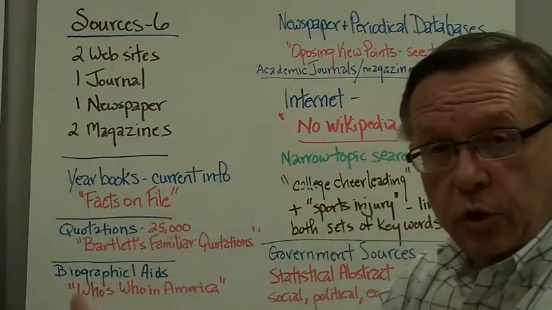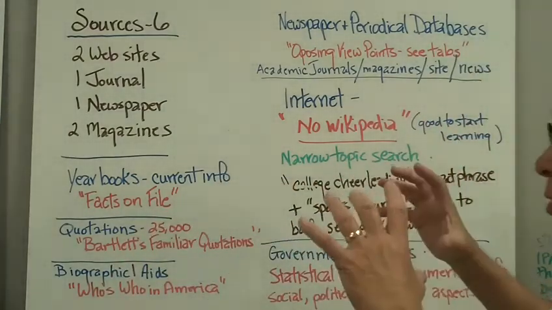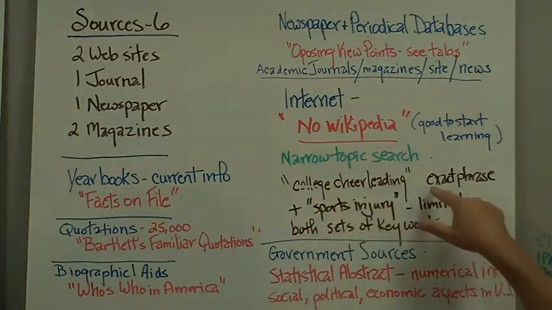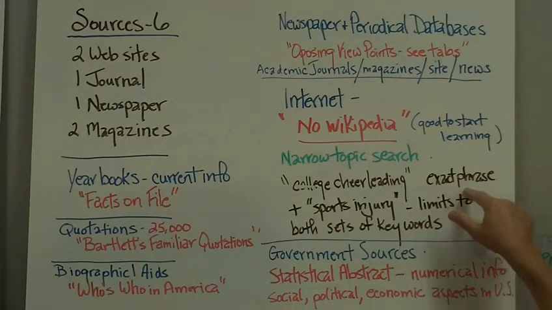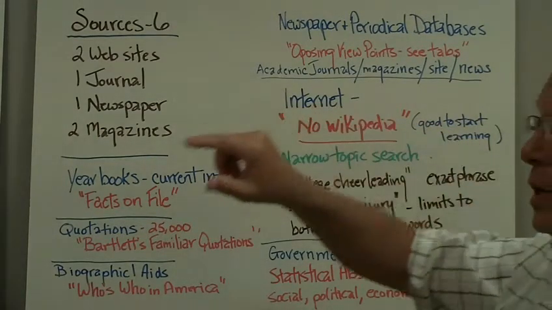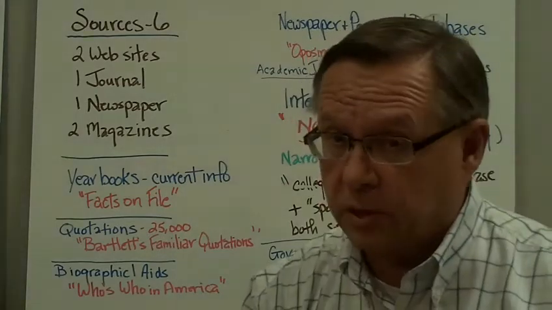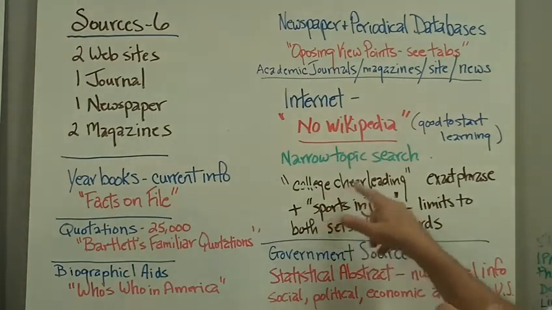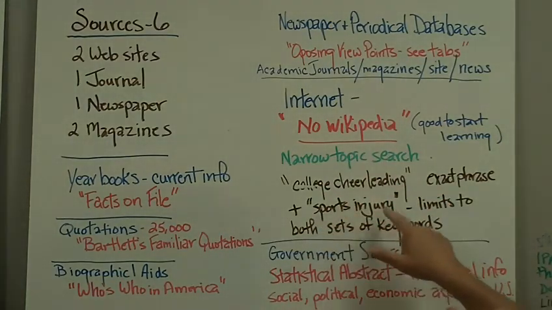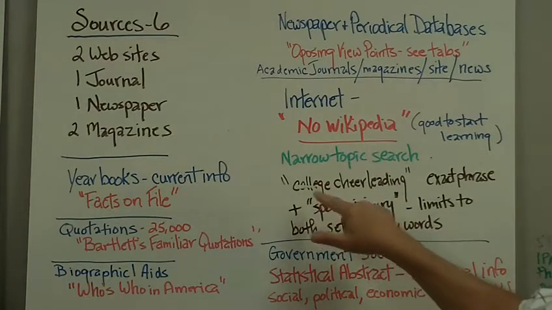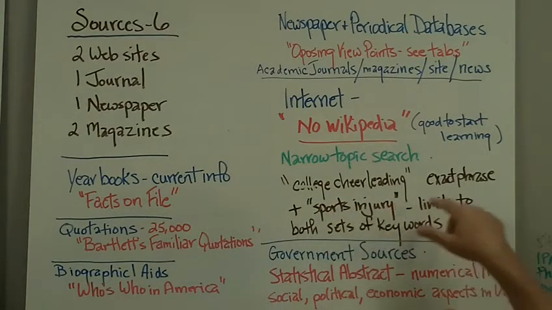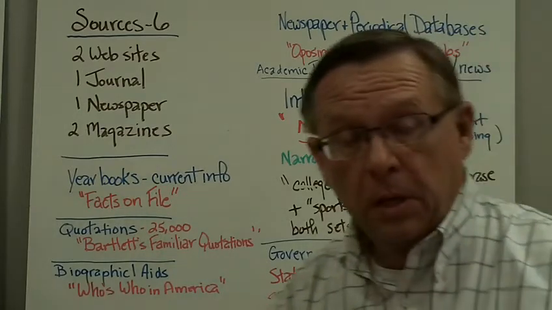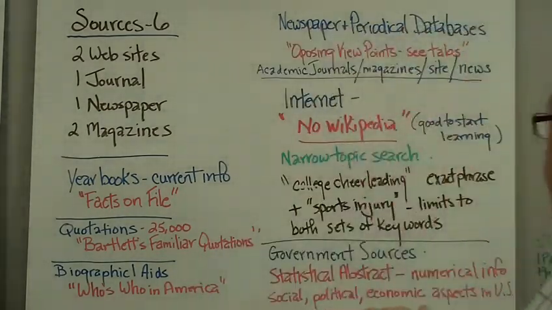You want to narrow your topic search, so when you do this, you might be interested in college cheerleading, and so that's a pretty broad topic. If you type in college cheerleading and put quotations around it, it will bring up all of the articles with that exact phrase. Apparently there are over 300,000. That's a bit much to search, obviously, but maybe you're going to narrow your topic to college cheerleading and sports injury. If you put the plus sign and then put the quotations around sports injury, it limits the search to both sets of keywords.